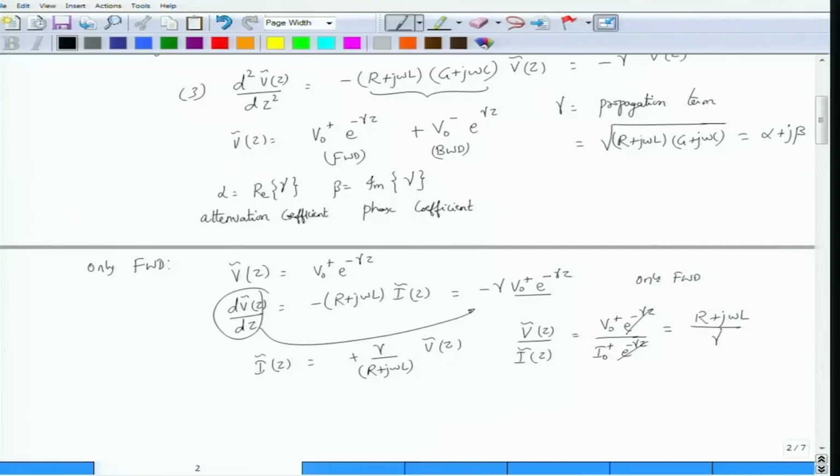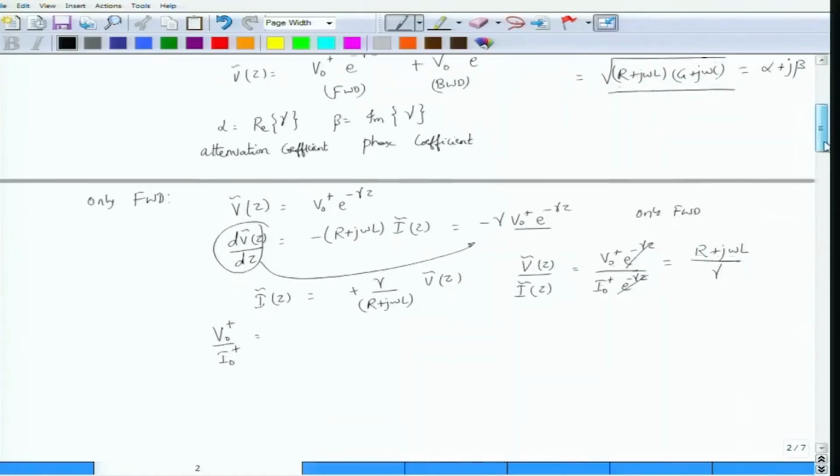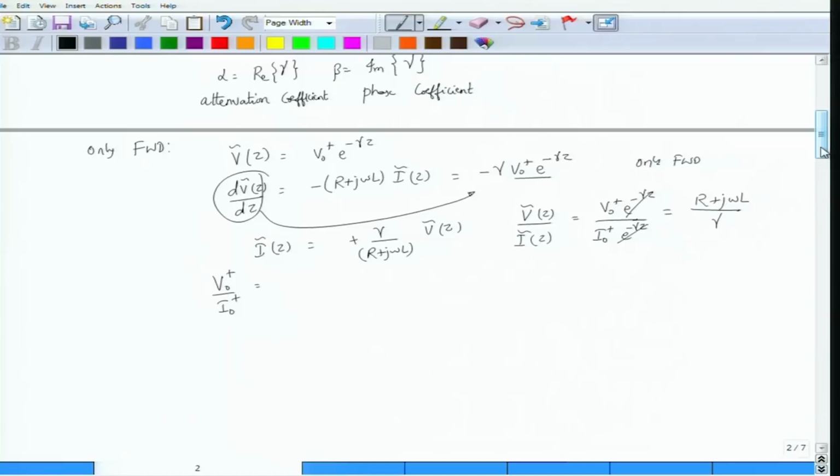But I already know what is gamma. Gamma is nothing but square root of R plus j omega L into G plus j omega C. Therefore, the ratio of V0 plus to I0 plus, which is the ratio of forward going voltage amplitude to the forward going current amplitude, is given by this. It has to have units of impedance because this is voltage by current.